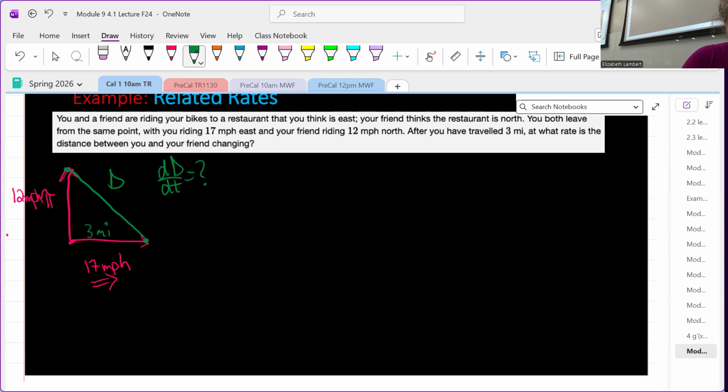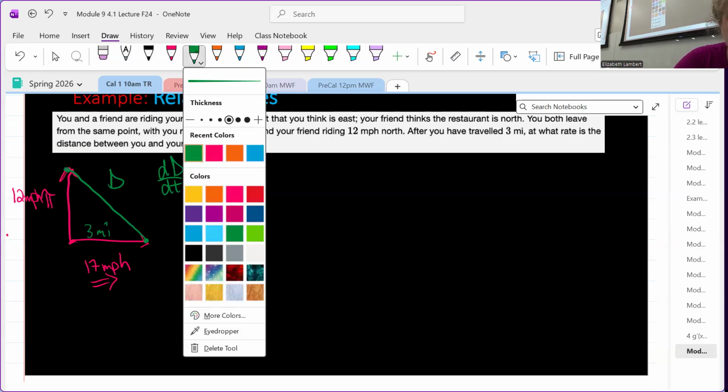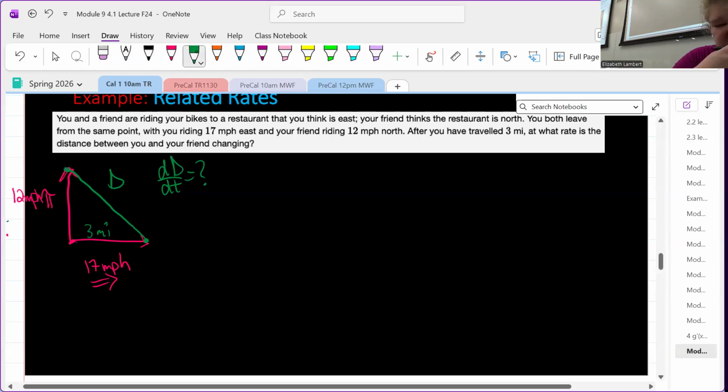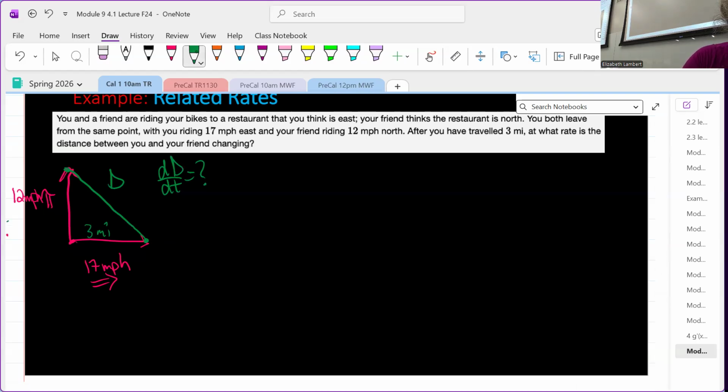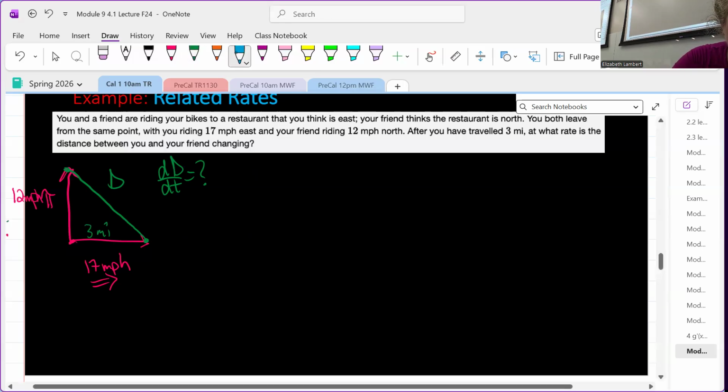All right, so I need labels for our diagram here. So I called D the distance between you and your friend. I need something for the other two. It truly doesn't matter what. So we could do X and Y since I've got a horizontal and a vertical distance.